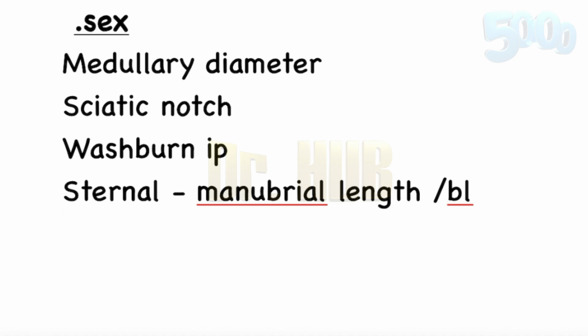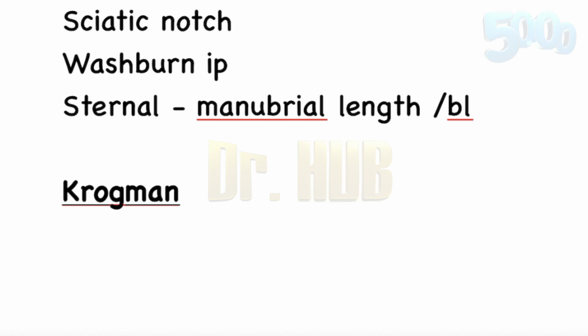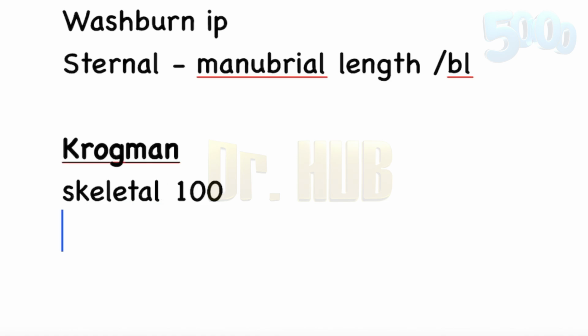Next we move on to the accuracy in identifying skeletal remains. This is known as Krogman's degree of accuracy. Looking at the entire skeleton, it amounts to about 100%. Looking at the pelvis bone, it is about 95%. The pelvis is important, at 95%, followed by the skull at about 90%.